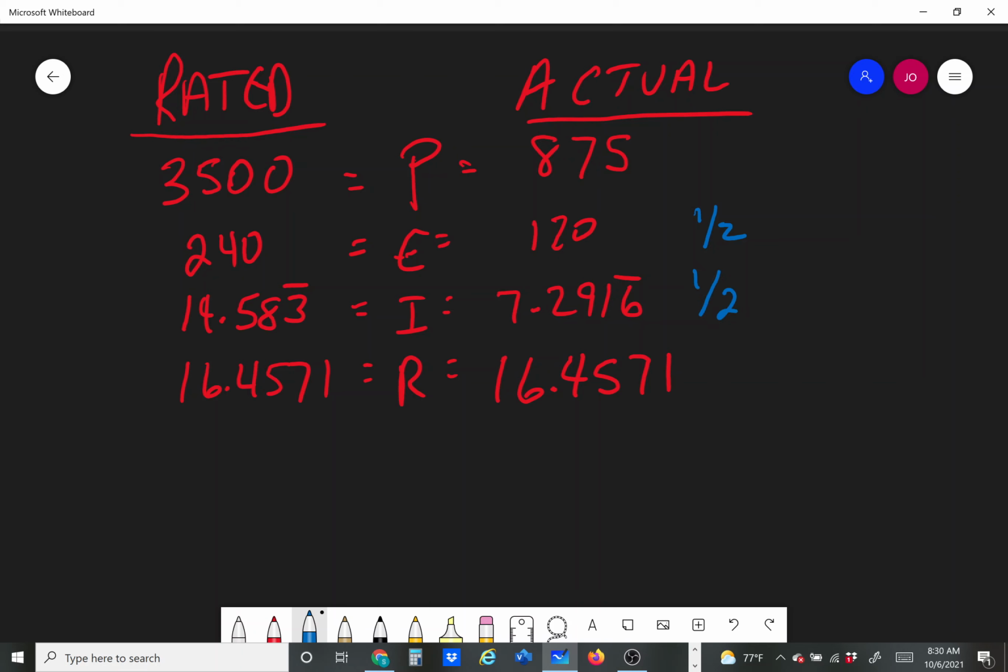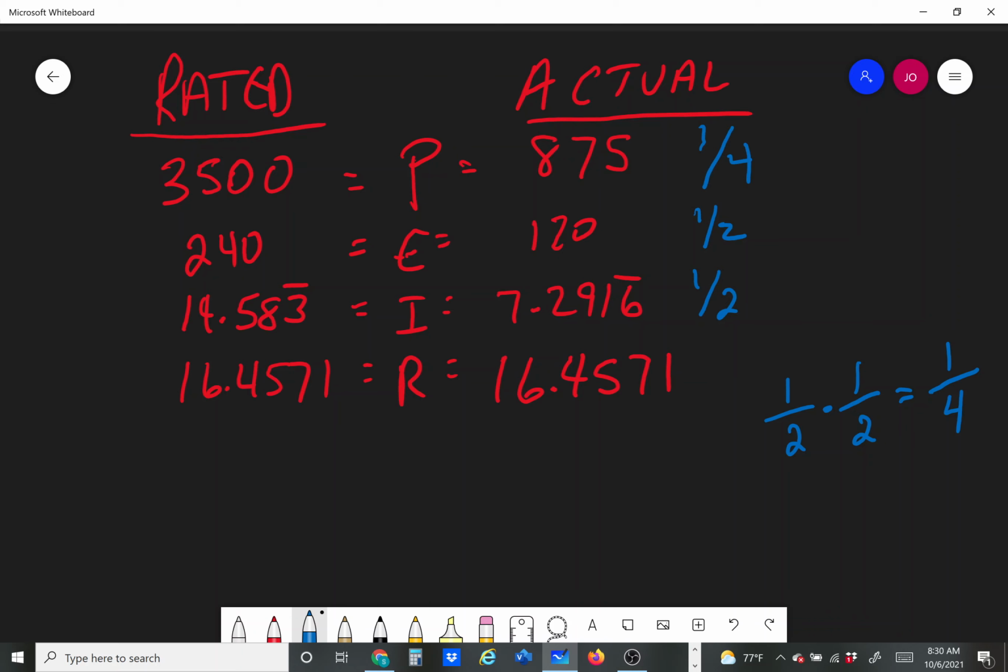And that makes sense, right? If I have the same resistance and I cut my voltage in half, I'm going to also cut my current in half. So I cut my voltage in half and I cut my current in half. So if I take those two blue numbers, 1/2, and multiply them together, 1/2 times 1/2, that gives me 1/4. So that means my actual power consumed is 1/4 of what it is rated.